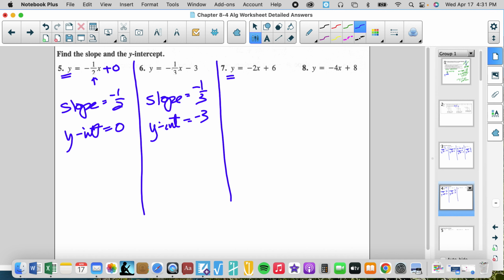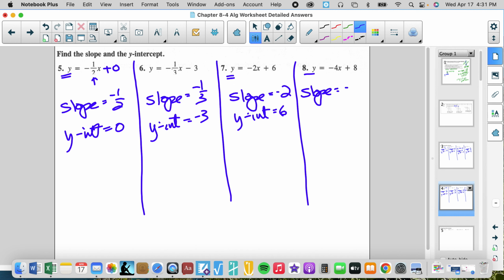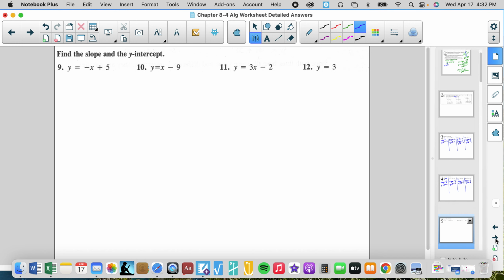My y is isolated. My slope is negative 2. And my y-intercept is 6. My y is isolated, so my slope is negative 4, and my y-intercept is 8. Now we should get to some tricky ones. This isn't too tricky. This is negative 1. So my slope is negative 1. My y-intercept is 5.